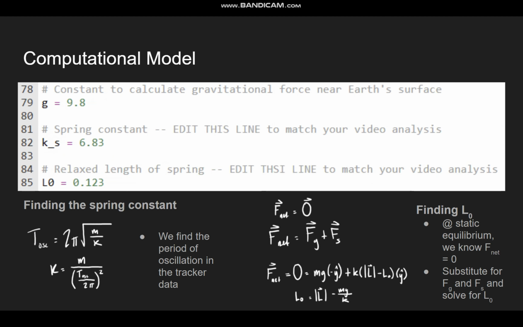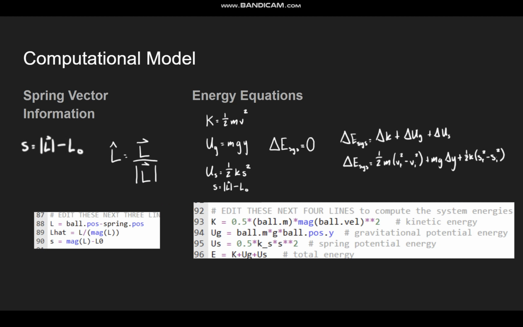Our G is 9.8. Our spring constant is 6.83, and our L naught is 0.123. Both of those values, the spring constant and the L naught, were calculated using the equations on screen here. K equals M over T oscillation over 2 pi, all squared, and L naught equals the magnitude of the L vector minus mg over K. These equations were derived on screen here. Our computational model. Our spring vector information is below, and that was inputted into our model below that, and our energy equations, as specified earlier in the presentation, were input into our model here.